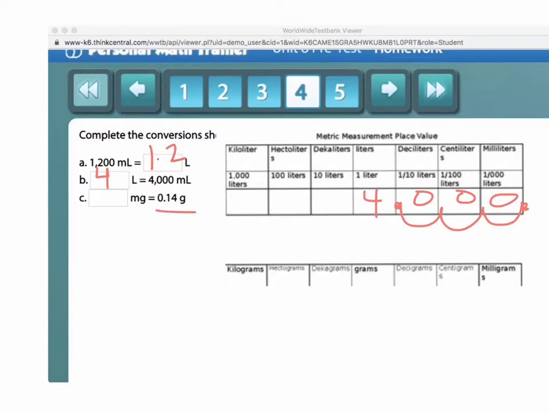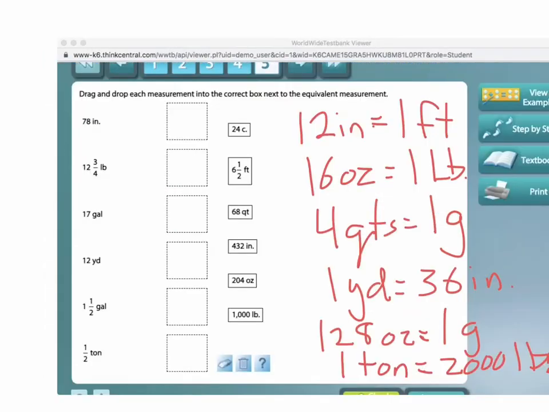In the third problem, I'm going from grams to milligrams. So let me start with my grams. I have 0.14 grams, and that is the same as, I'm going to convert them to milligrams, 140 milligrams. There are 1,000 milligrams in 1 gram, so there are 140 milligrams in 0.14 grams.